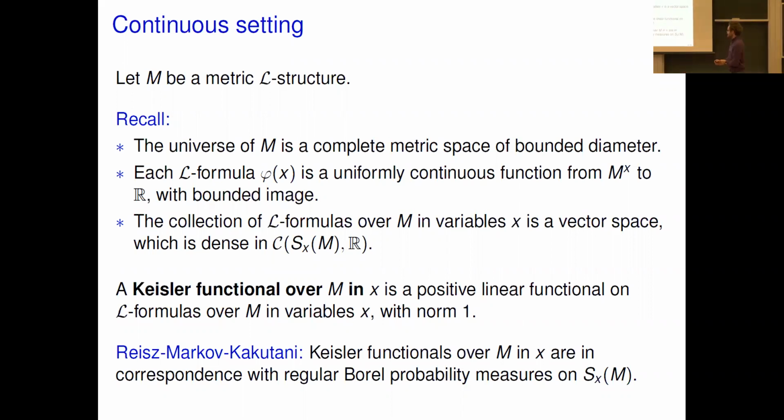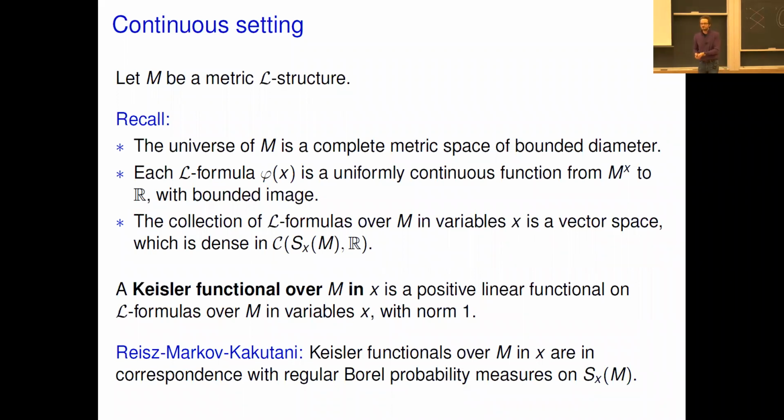Yes, so Anand raises a good point to keep in mind. This is the space of types, but S no longer stands for Stone. It stands for types. So in continuous logic, the type spaces are compact Hausdorff spaces, but they're no longer totally disconnected. All right. The point of this slide is that I'm going to be talking about measures on type spaces, regular Borel probability measures on type spaces, as usual.